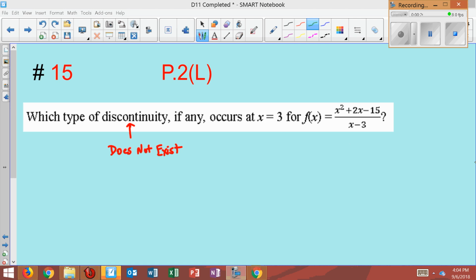So if I plug in x of 3, let's just test this real quick. What is 3 minus 3? It's 0. Are you allowed to divide by 0? No. So I do know it does not exist. So it is discontinuous. Now, what type is what we've got to discover?